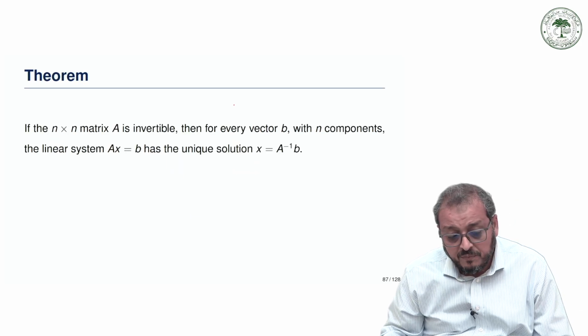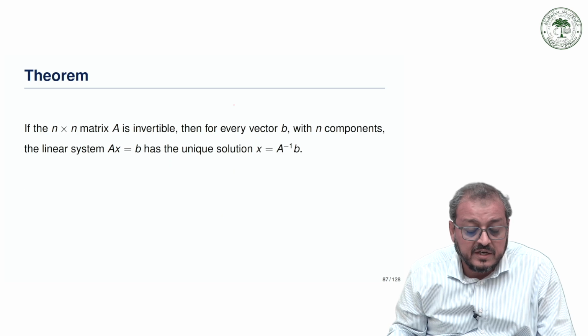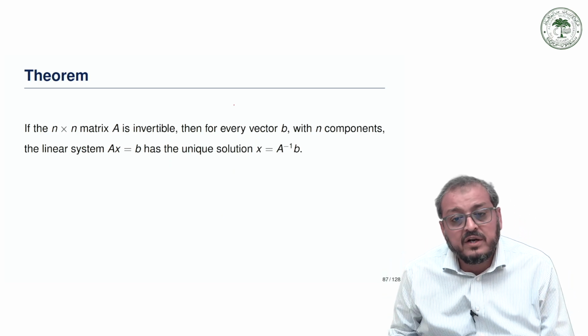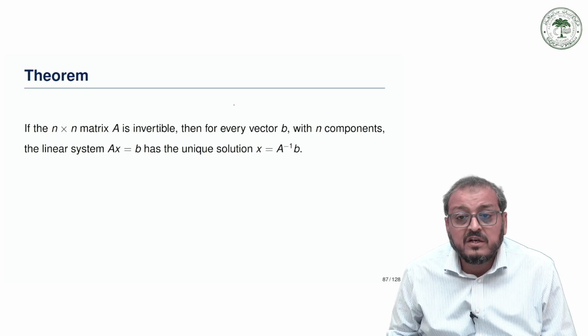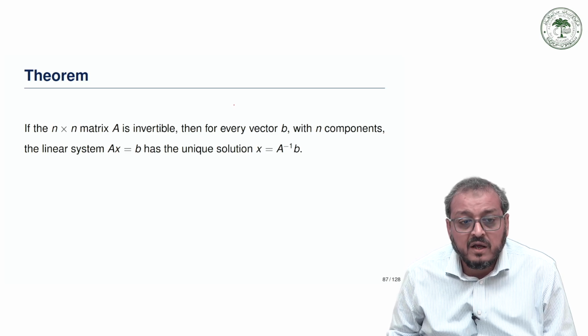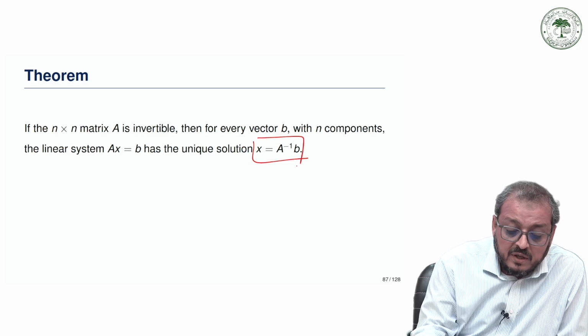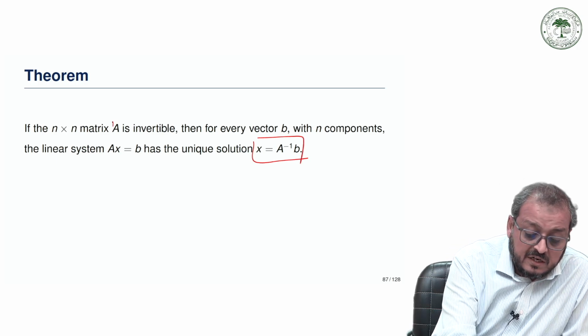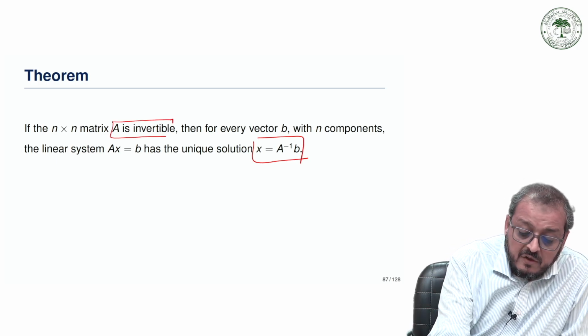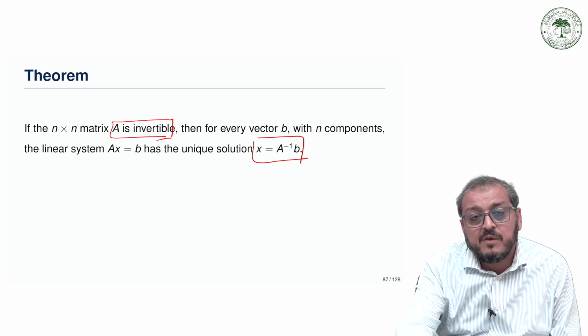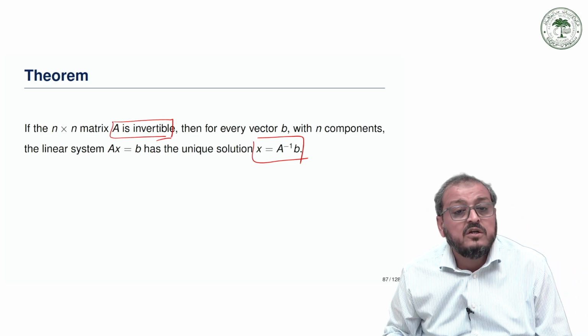Now we have a theorem, which we state without proof. If the n by n matrix A is invertible, then for every vector b with n components, the linear system Ax equals b has a unique solution x is equal to A inverse b. The condition is very important: only if A is invertible is this theorem applicable. Otherwise, we cannot use this theorem.